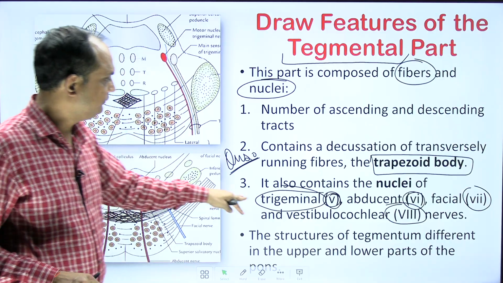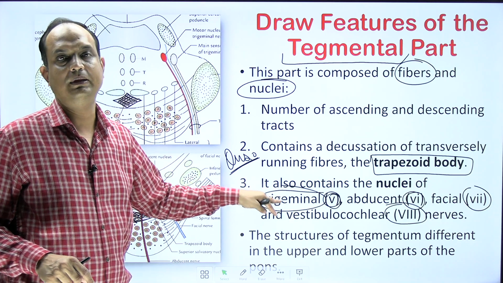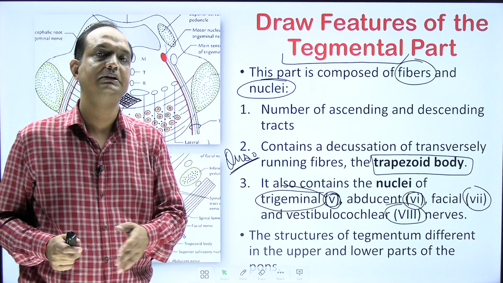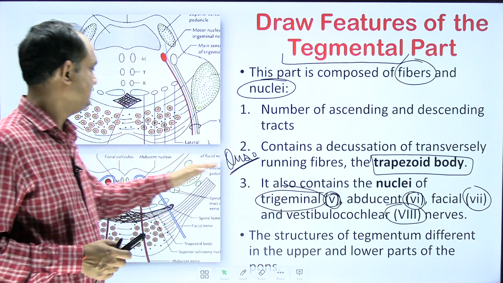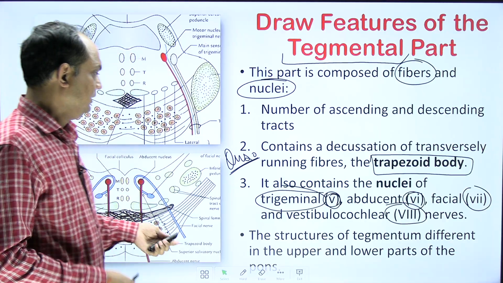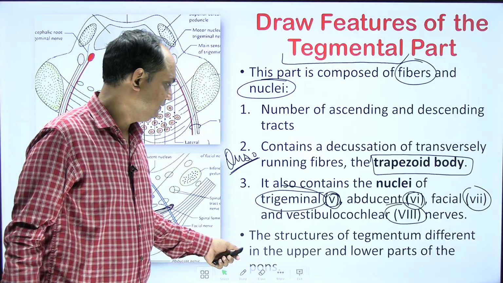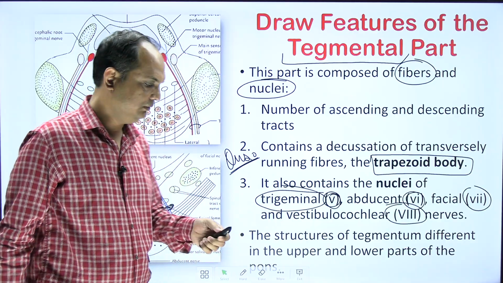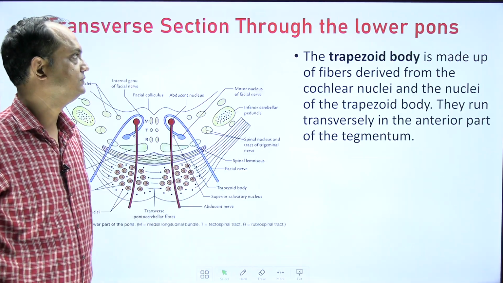So you will not find its two basic nuclei, the principal sensory nucleus and the motor nucleus, in the lower Pons. They are a feature of the upper Pons. So the structure of the tegmentum is different in both the sections of your Pons.